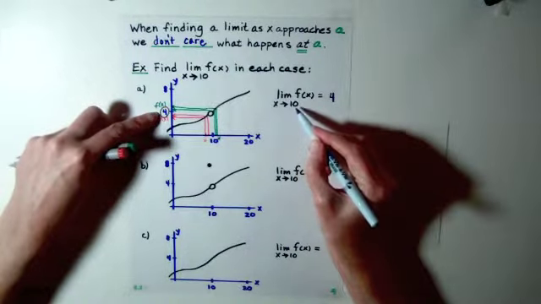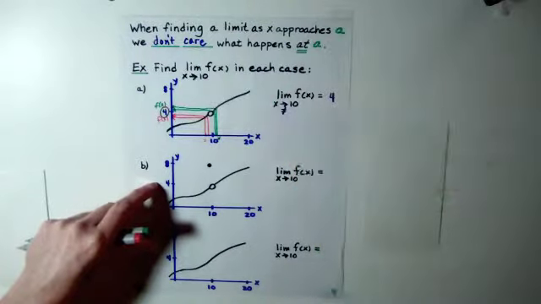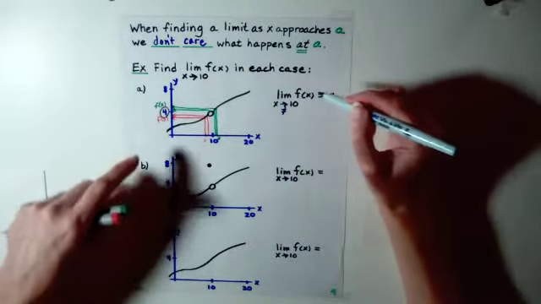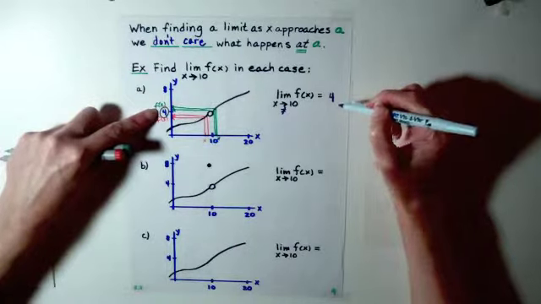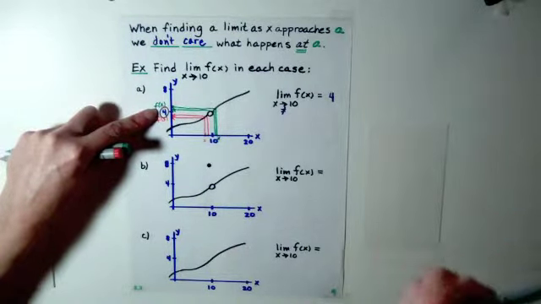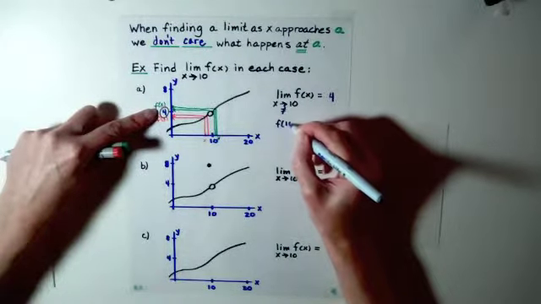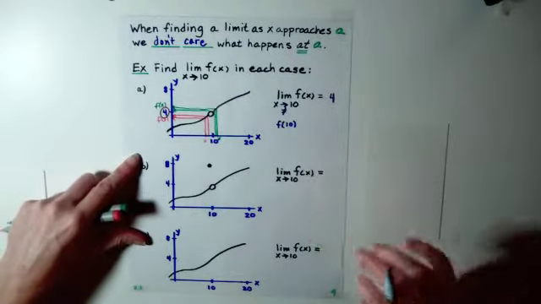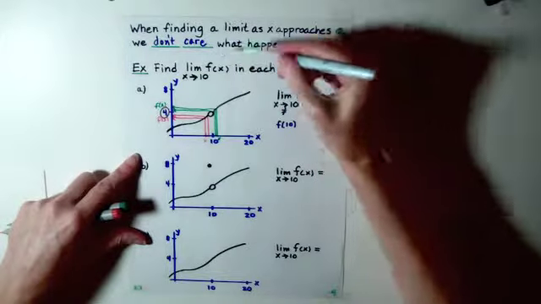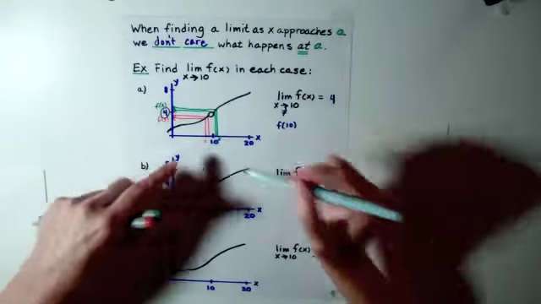As x gets closer and closer to 10 from both the right and the left side, but never quite equal to 10, the f of x values are getting closer and closer to this number 4. So we say the limit is equal to 4. Now, just on the side for our information, I'm going to ask you a little question here. What would happen if I actually allowed myself to plug 10 into this function? That should have no bearing on the limit, because we don't care what happens at x equal 10. We only care what happens as x gets close to 10.